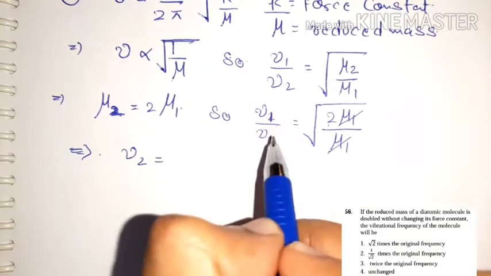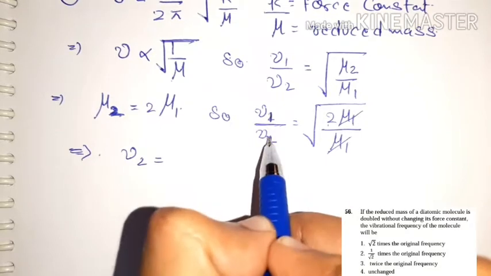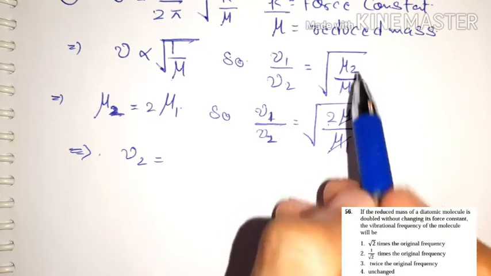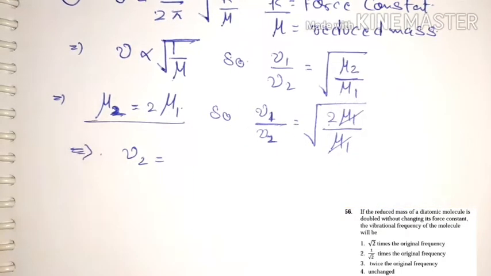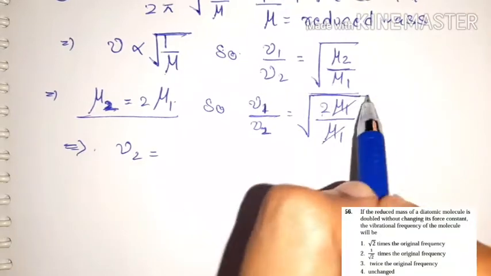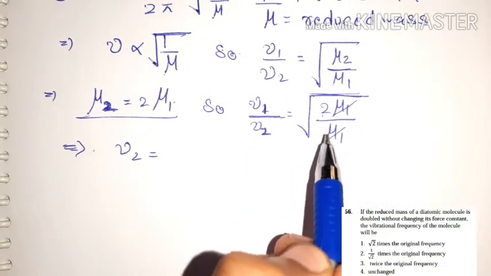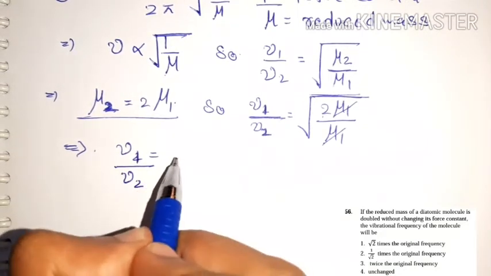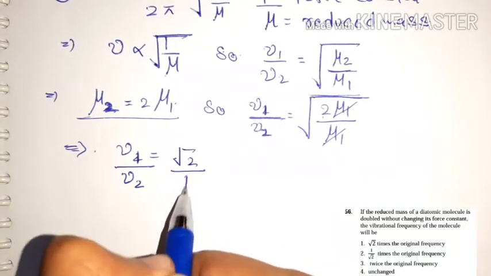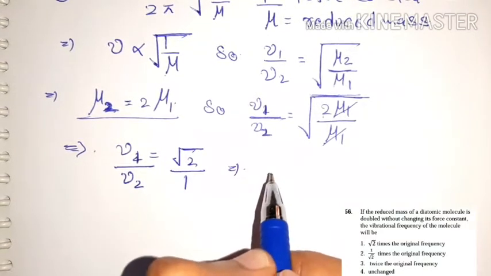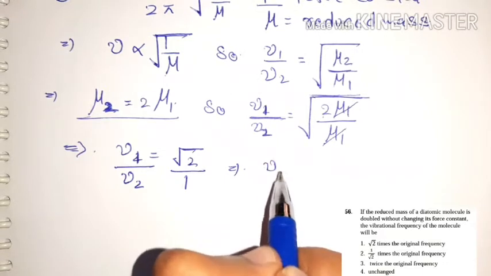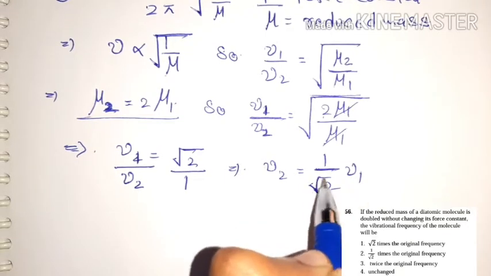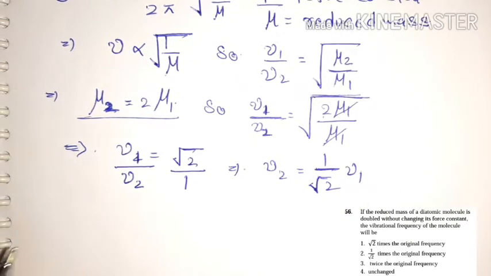Sorry friends, this will be nu1 upon nu2. Because nu1 upon nu2 is under root mu2 by mu1, and here you place 2 mu1 instead of mu2 from this relation. So the value of nu1 upon nu2 is equals to under root 2 by 1. So from this we must find the value of nu2. So nu2 is equals to 1 by under root 2 times nu1.